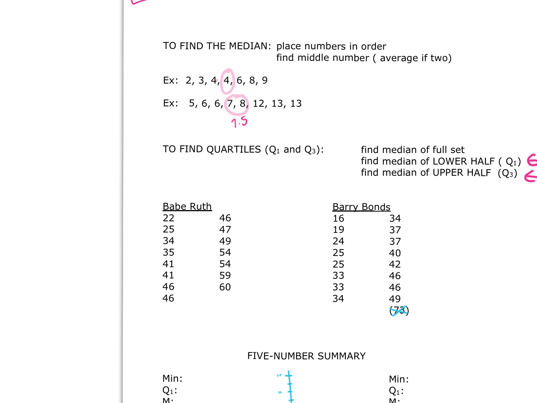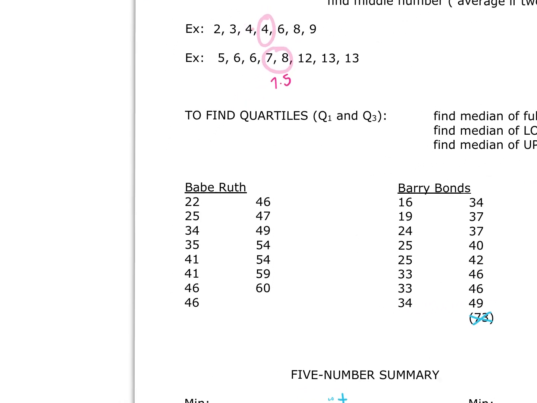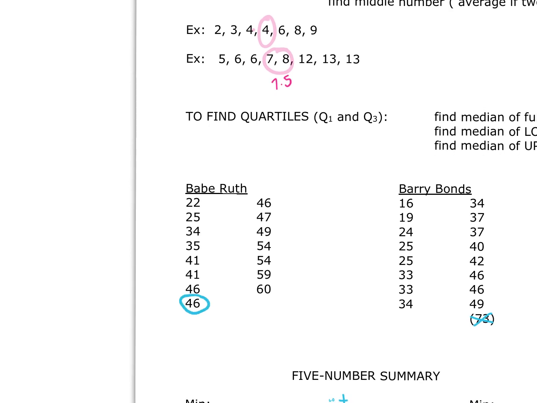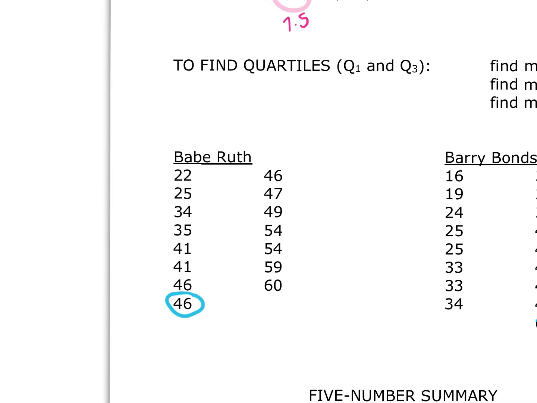Okay. We're finding the median first, so we're looking for the middle of this set of data, and I have them in order to help you with that. And so the median for Babe Ruth's data is 46. Okay? Then we need to find the median for the lower half of the data. We need to find the median for the upper half of the data. That's kind of why I put the list the way I did, so that you could focus your attention strictly on, here's the lower half. We are not going to include that 46 that was the median.